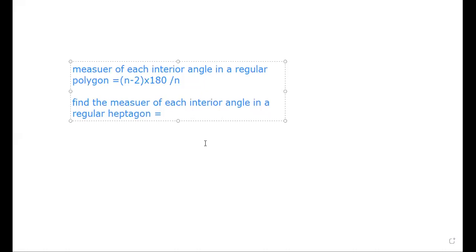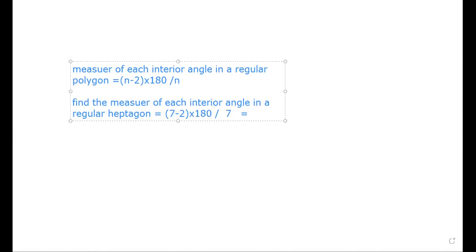Find the measure of each interior angle in a regular heptagon. Heptagon means 7 sides, so we will replace the value of n by 7. It will be 7 minus 2 times 180, and after that, we will divide it by 7. So what will the answer be?